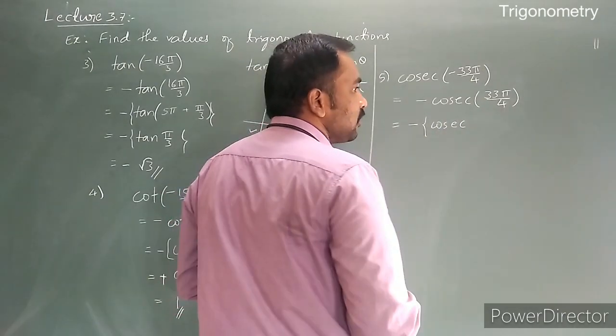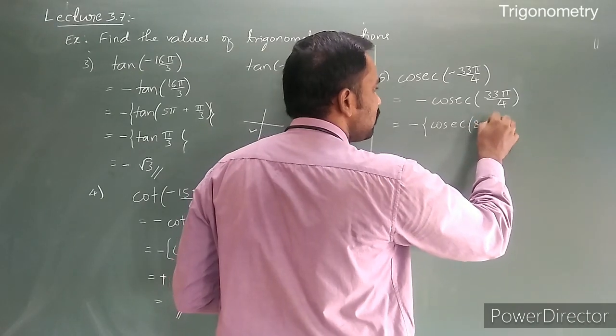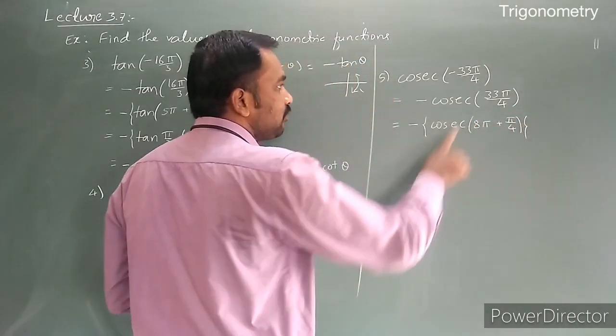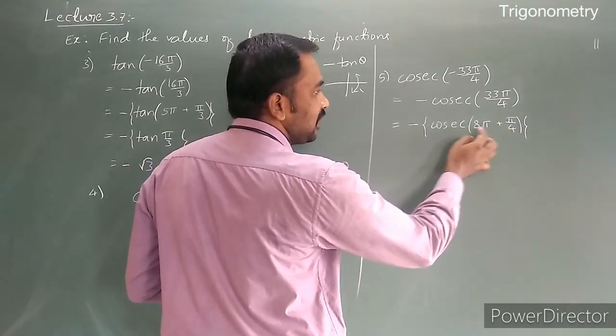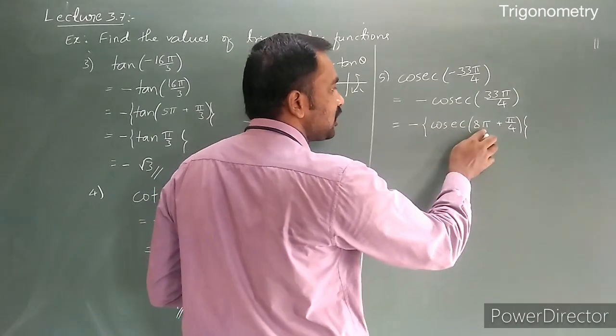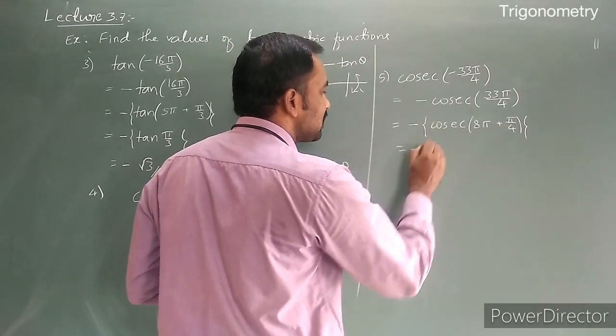32 is that, 4 into 8 is 32. That means 8 into pi plus pi by 4. Will we get the previous result? Check it. 4 into 8, 4 is the LCM, 4 into 8 is 32 pi plus pi, 33 pi, minus as it is.